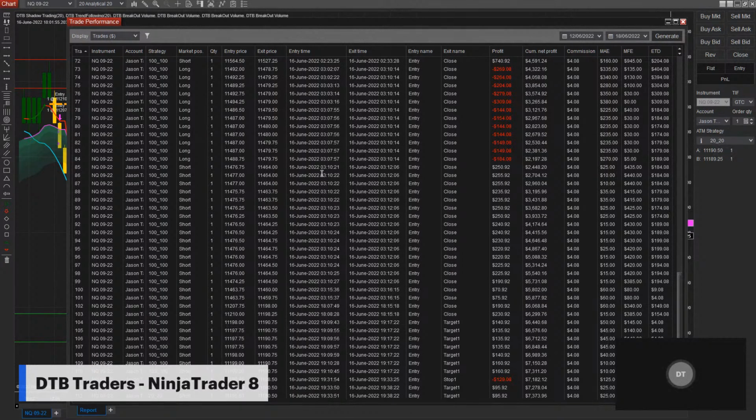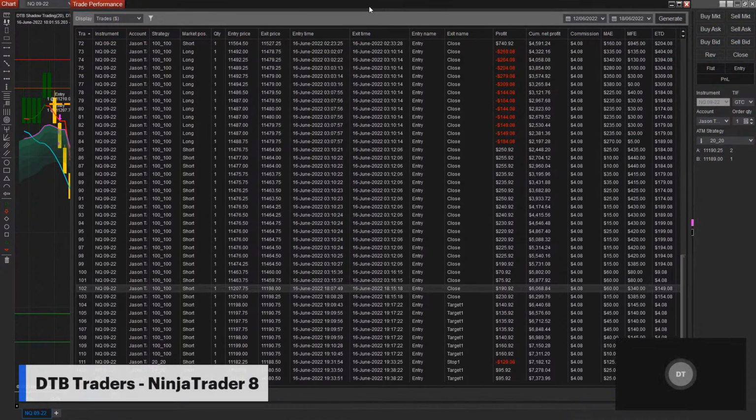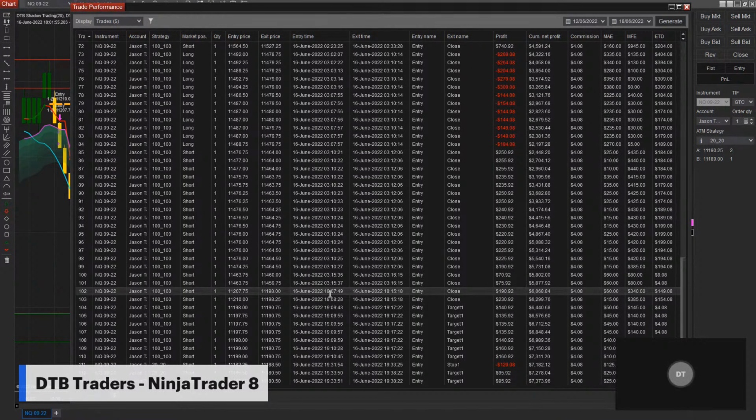Because I'm in Australia, the market opened at 6 p.m. So these are the trades I took. I started soon after market open. So 16th of June is today's trade, between 6 and 7:38. Those are the trades I've taken today.